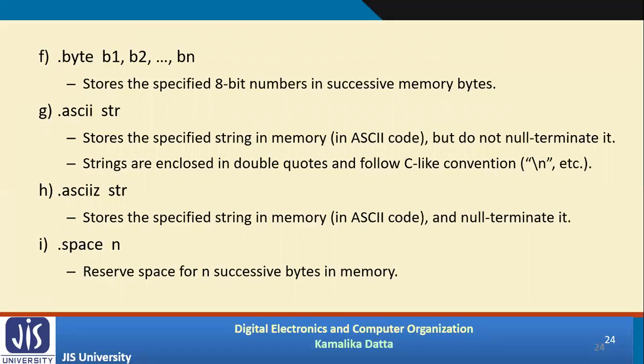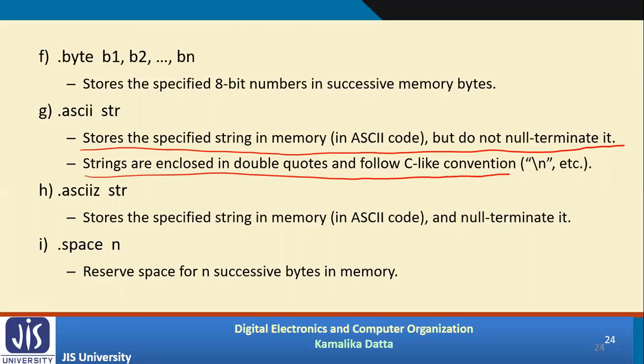There are others like .byte and .ascii. .ascii is something you will come across; it stores the specified string in memory but does not null terminate. Strings are enclosed in double quotes and follow the C-like convention. And .asciiz stores the specified string in memory and null terminates. You can see with an example what happens if you initialize a word with .ascii and with .asciiz. You will do it and tell me whether this is working or not. And .space is the number of spaces if you want to give. We can also give that.